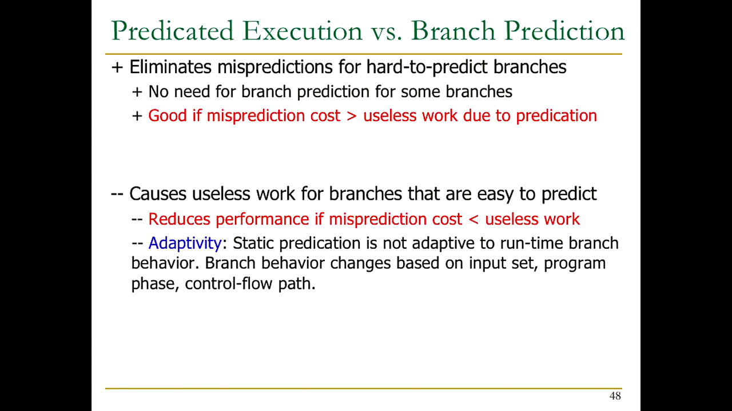One of the problems with predicate execution, at least at the ISA level, if the compiler does it, is that it's not adaptive. And as we've seen with branch prediction, branch behavior is very dynamic, right? It changes very, very quickly. So runtime behavior changes based on input sets, based on program phase, based on control flow path, that is, taken, not taken, taken, not taken. Well, that's easy to predict. But you can have hard-to-predict patterns also that change very dynamically. So this has been a big problem in predication. As a result, it has not brought a lot of performance gains in terms of compiler optimization.